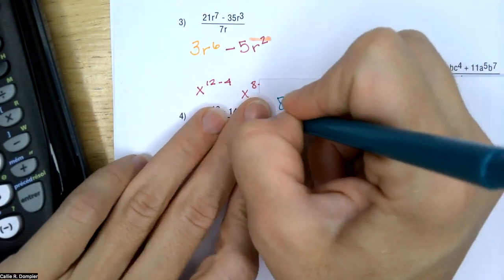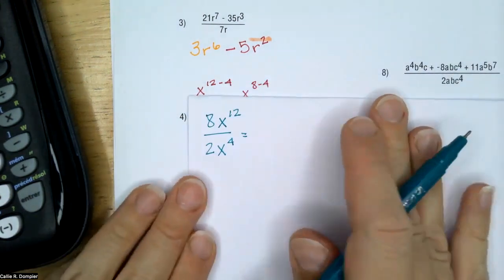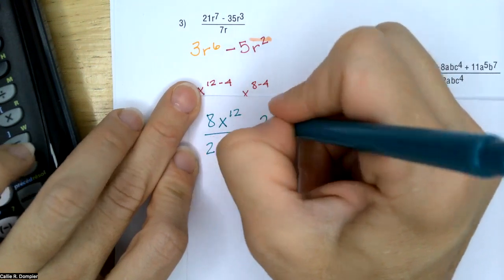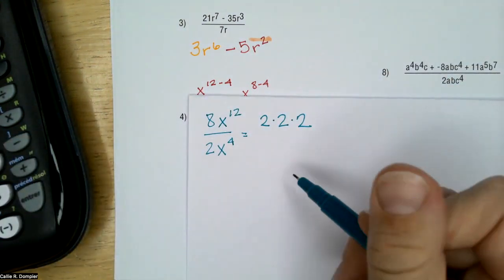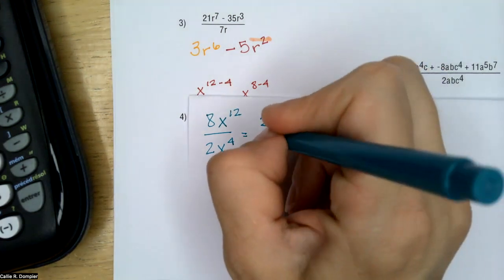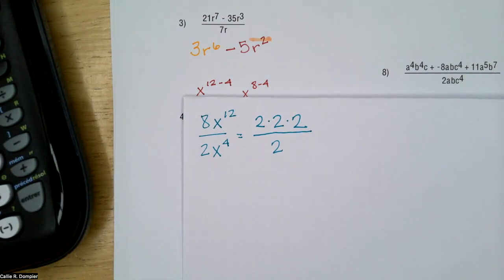8x to the 12th divided by 2x to the 4th. We can do it the long way. 8 is 2 times 2 times 2. And again, I found that by creating a factor tree, or you can even just Google what are the prime factors of 8. Not during an exam, so make sure you know how to do it.